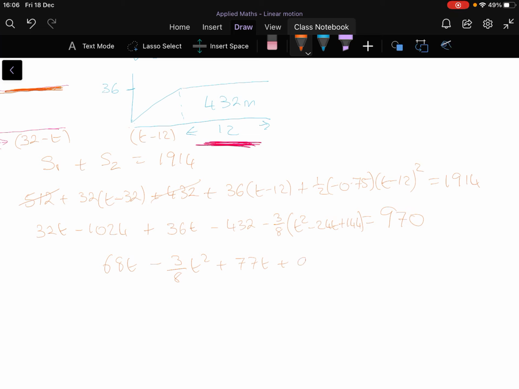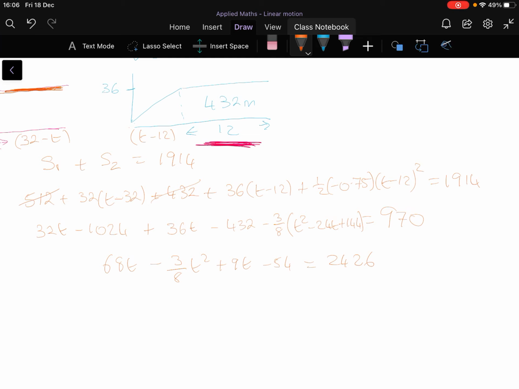Plus 9t, no, I'm doing wrong there, sorry. 3 over 8t squared plus 9t, and then finally minus 54. So that's that all multiplied by that. That then equals, I'm going to bring my minus 1024 across. It's going to add to the other side, and I'm going to be left with 2426.